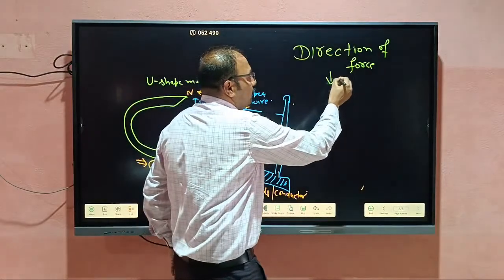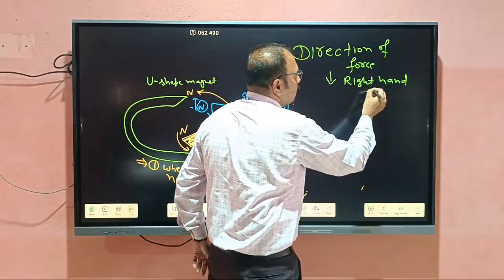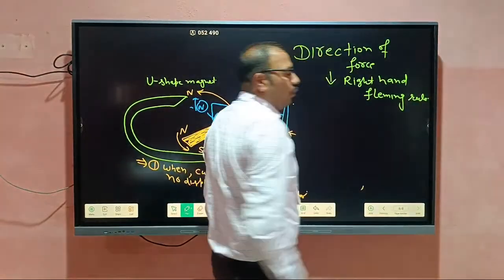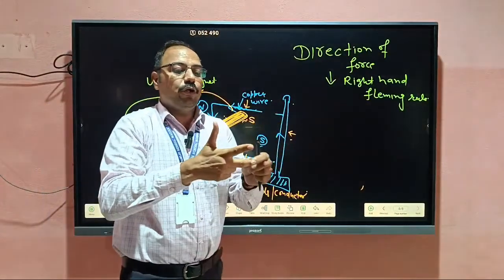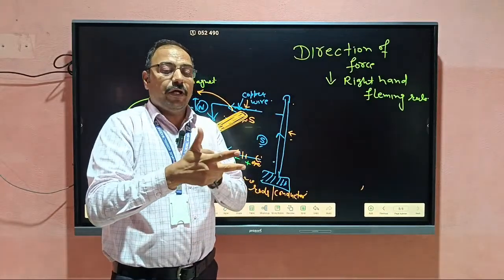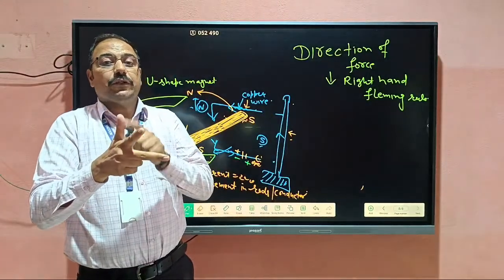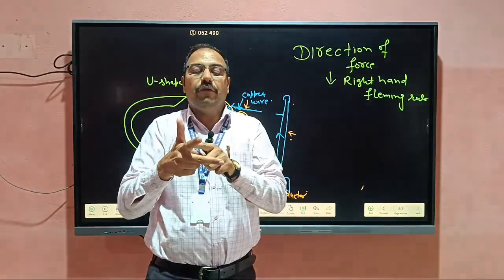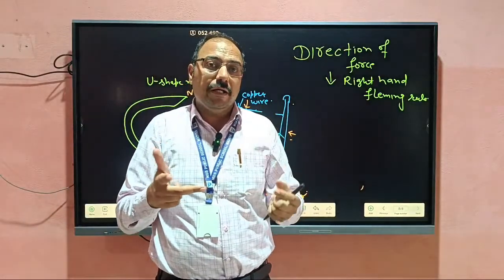What is the right hand Fleming rule? According to the right hand Fleming rule, take your right hand and make the position of your hand like this. So here are three fingers. First is the thumb, second the first finger, and this is the middle finger. The thumb gives the direction of force, the first finger gives the direction of the magnetic field, and the second finger gives the direction of the electric current.